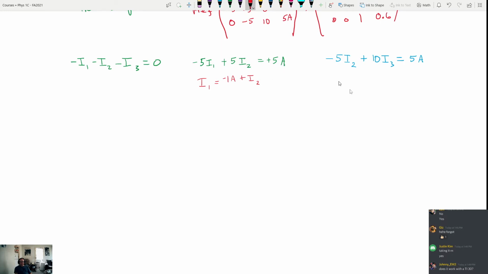In this equation here, if we want to solve for I3, what we're going to get is 5 amps plus this, then we divide by 10. So you're going to get 0.5 amps plus 0.5 I2. Does that look right? Yep.